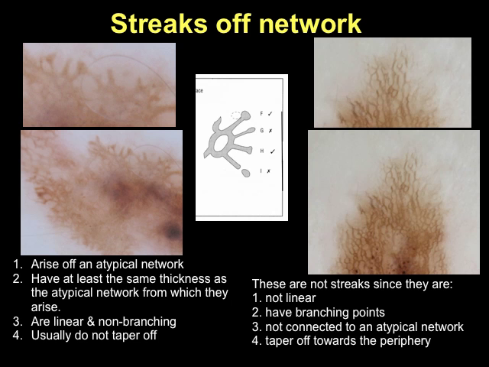Streaks of the network are depicted in the images on the left. Here you see the streaks arising from an atypical network. They have the same thickness as the atypical network from which they arise. They are linear and non-branching, and they do not taper off towards the periphery. The image on the right is that of a reticular nevus. The lines seen here are not streaks since they are not linear. They have branching points, they are not connected to an atypical network, and they taper off towards the periphery.